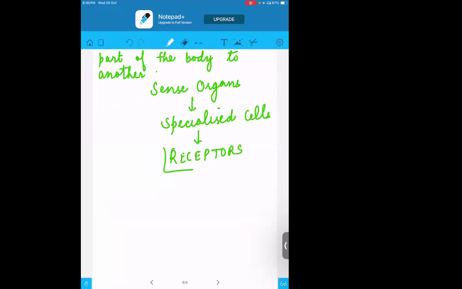Since the sense organs are made up of special cells called receptors, they are able to identify those kinds of things, be it the sound, the visuals, the touch through the skin, or the smell also. Each and every sense organ is made up of specialized cells called receptors, and because of the receptors, they are able to do it.